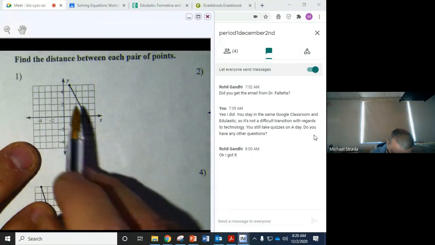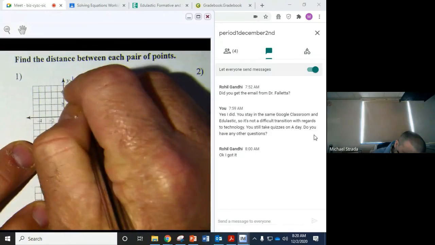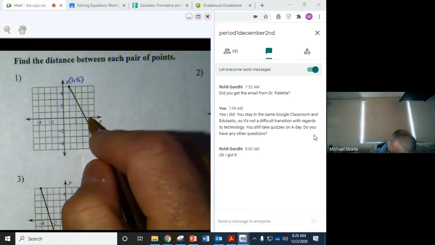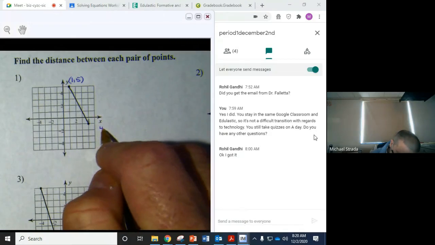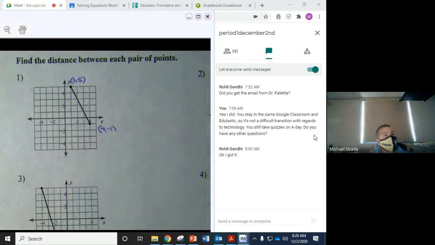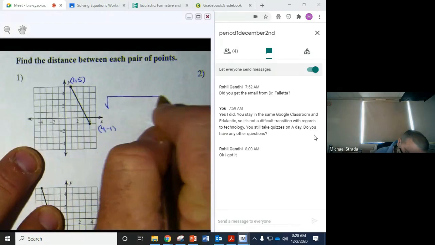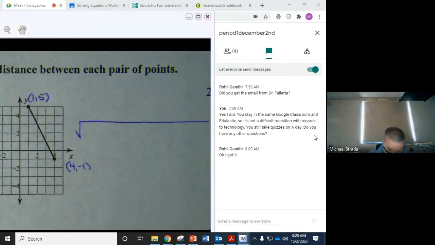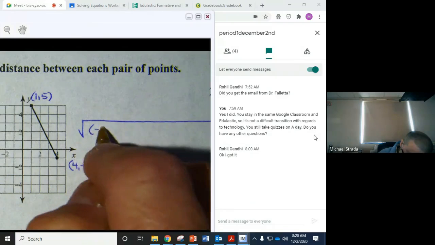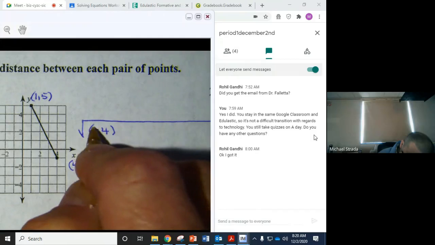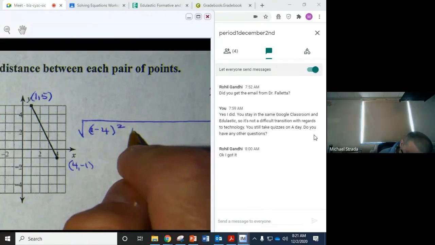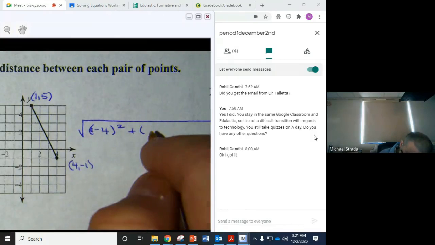So this is what I mean. The coordinates there are 1, 5. The coordinate here is 4, negative 1. So if you're going to do the distance formula, you start with this long square root, and you do 1 minus 4 squared, plus 5 minus negative 1 squared.